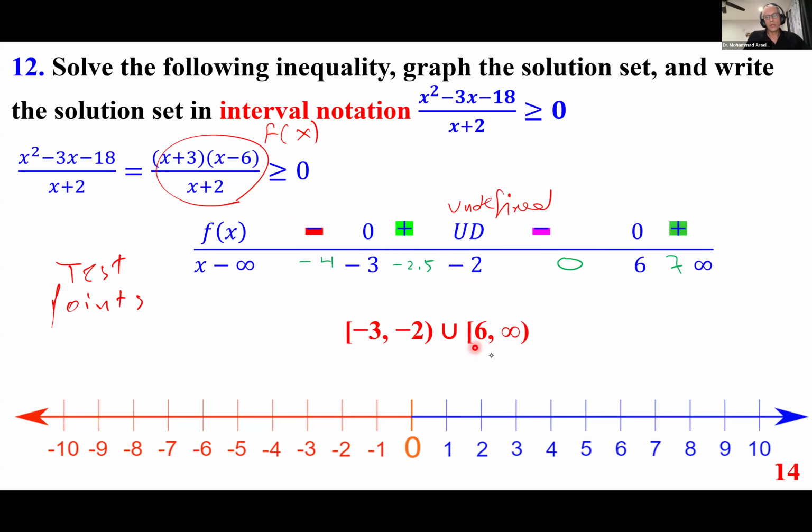And so we locate -3 and -2 anywhere in between, and then we locate number 6 and anything to the right. And the endpoint is included. Number 6 is included. Number -3 is included. -2 takes a hole or parentheses. You can go either way. Okay. So that's very straightforward, everybody.